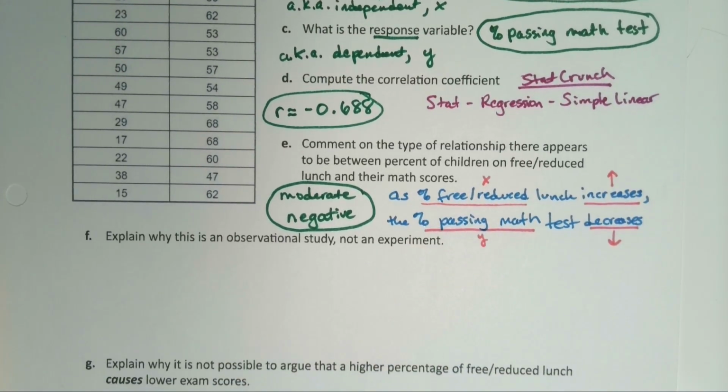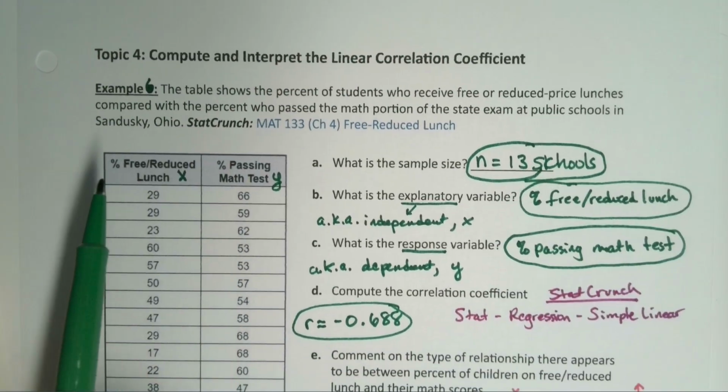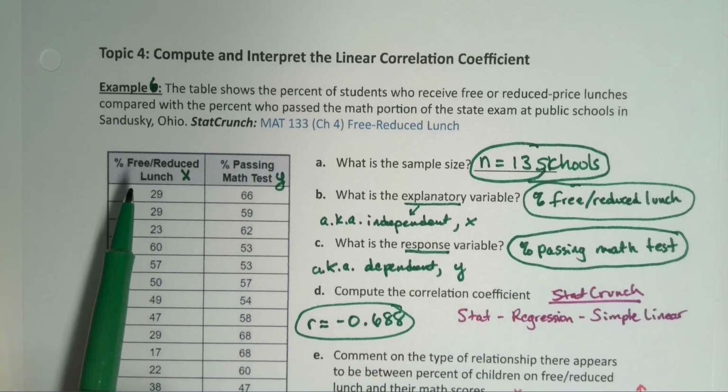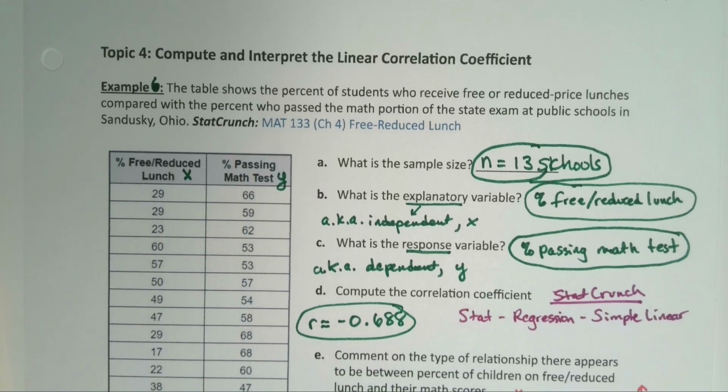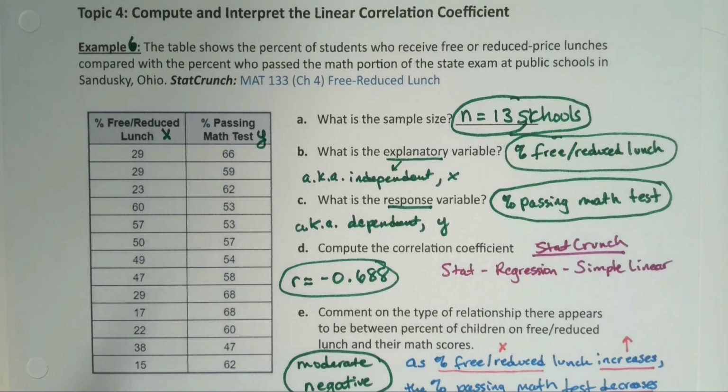Now, why is this an observational study and not an experiment? Well, experiments actually require the researcher to randomly assign the treatment, to randomly assign the x value. That would mean that you'd have to randomly give kids free lunch and take it away randomly as well. And that would be unethical, right? You can't just go start taking away lunches from hungry children. That would be completely unethical and unfair.